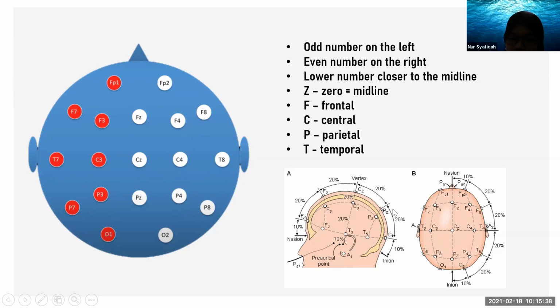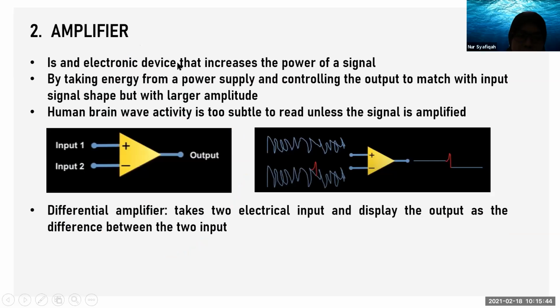And here you can see the placement of the EEG electrodes with the 10 to 20% increment. So next we have the amplifier. An amplifier is basically an electronic device that increases the power of a signal. This is done by taking energy from a power supply and controlling the output to match the input signal shape, but with a larger amplitude. Human brainwave activity is too subtle for us to read unless it is amplified.